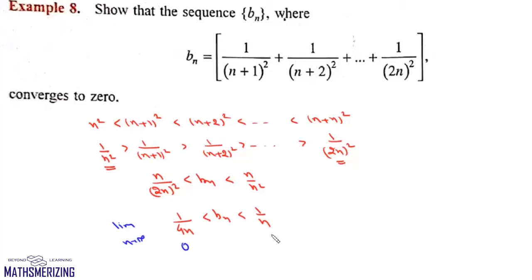Now this limit is 0, this limit is 0. Then using the squeeze theorem we can say that the sequence bn is a convergent sequence and its limit of convergence is 0. And that is the answer to this question.